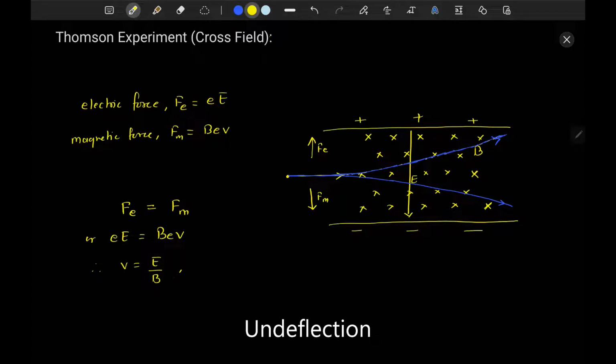At this condition, when both the electric force and magnetic force are equal, the electron will pass through both the fields in a straight line without deviation. That means it will not go upward, it will not go downward, it will go straight, because the two forces are equal to each other, so they cancel each other and the electron moves undeflected.